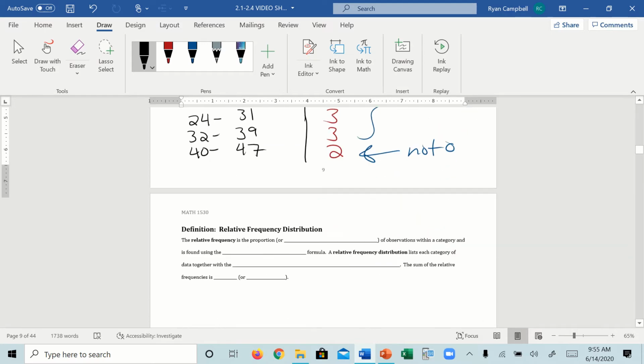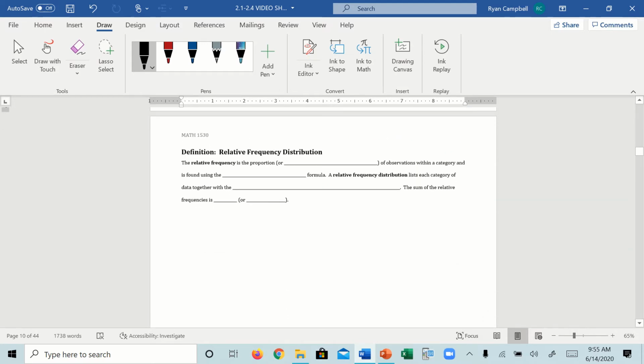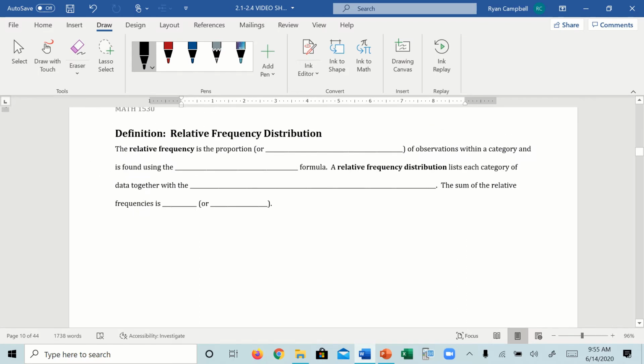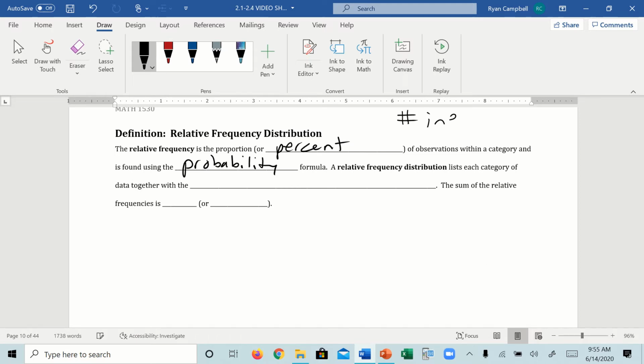All right. So we have constructed frequency distributions. Let's talk about relative frequency distributions. So a relative frequency distribution is the proportion, or percent, so proportion is just a fancy word for percent, of observations within a category, and is found using the probability formula. So remember, probability is just the number in your event divided by the total. So simple probability. A relative frequency distribution lists out each category of data together with the relative frequency.